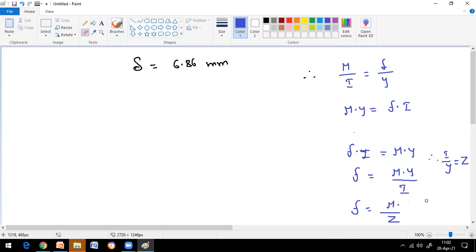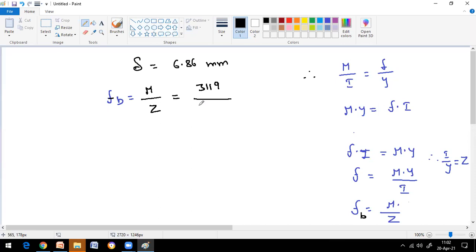Z is nothing but the section modulus of the section. So finally, your bending stress F B can be written as M by Z. What is M? 3119, divided by the section modulus.